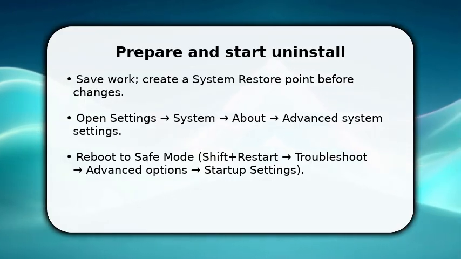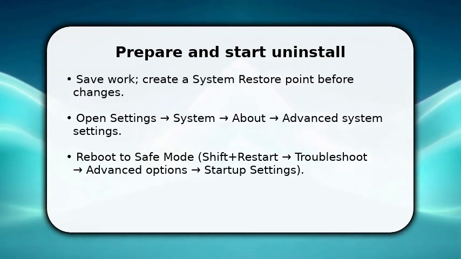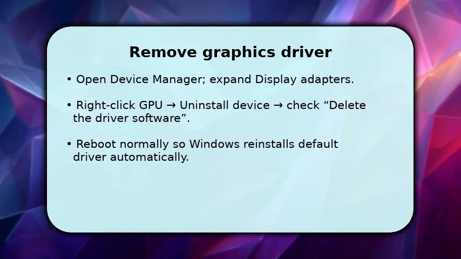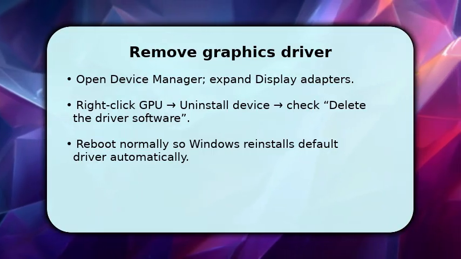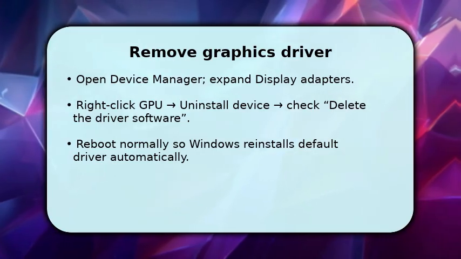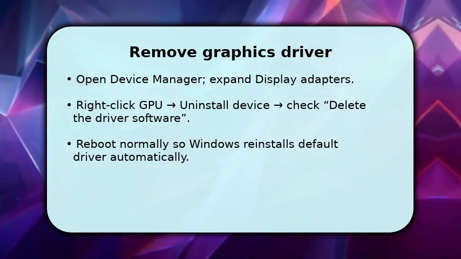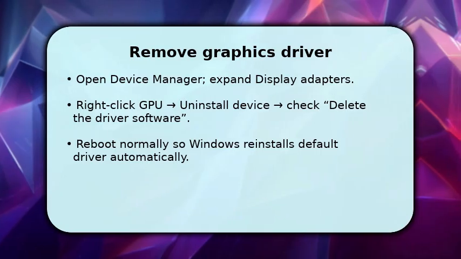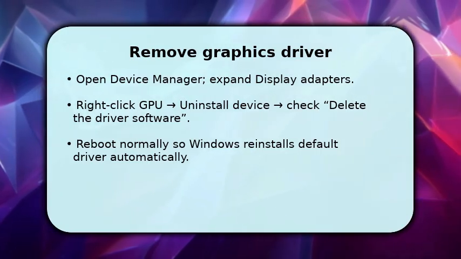Now that you're in safe mode, proceed to Device Manager to remove the graphics driver cleanly. In safe mode, open Device Manager and expand display adapters. Right-click your GPU and choose Uninstall Device, then check Delete the driver software for this device. This forces Windows to drop custom driver files and display presets.